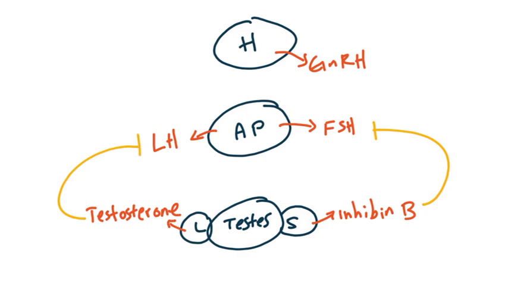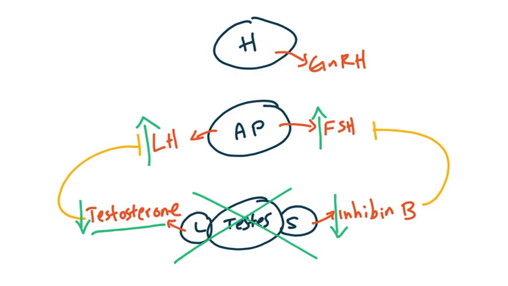In Klinefelter syndrome, fibrosis of the testes destroys or disrupts the function of the Leydig and Sertoli cells, resulting in a compromised negative feedback system. If testosterone is decreased, then this will result in increased LH. And if inhibin B is decreased, then this will result in increased FSH. So a patient with Klinefelter syndrome will have decreased testosterone, decreased inhibin B, increased LH, and increased FSH.